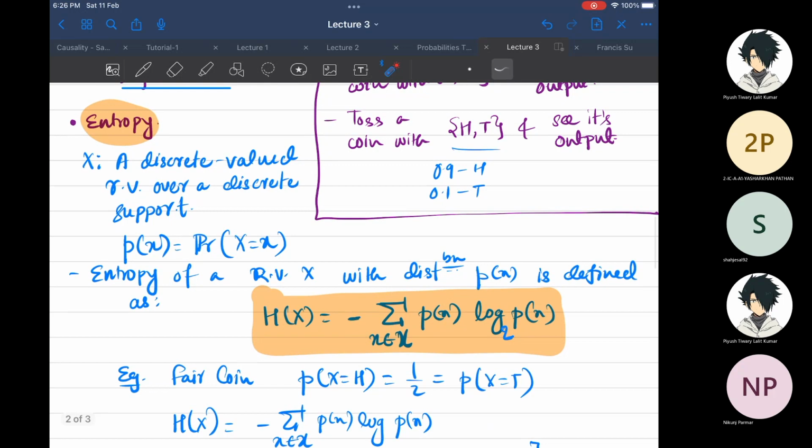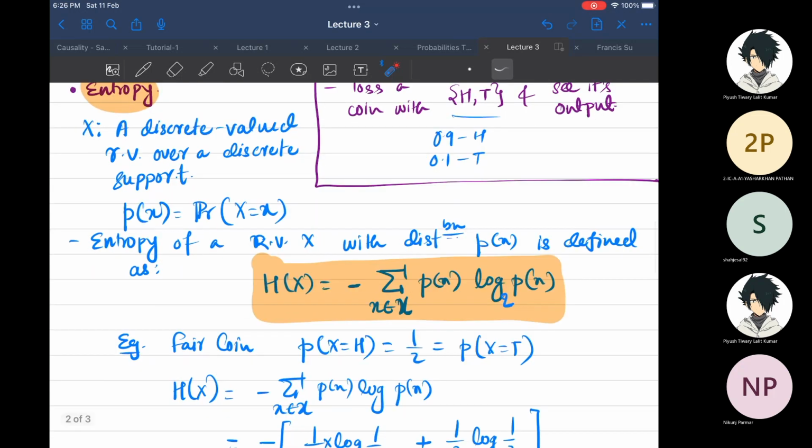The way to define it is as follows. Suppose X is a discrete-valued random variable over a discrete support. The probability of a certain element x is p(x). So p(x) is the probability that the random variable X takes the value small x.